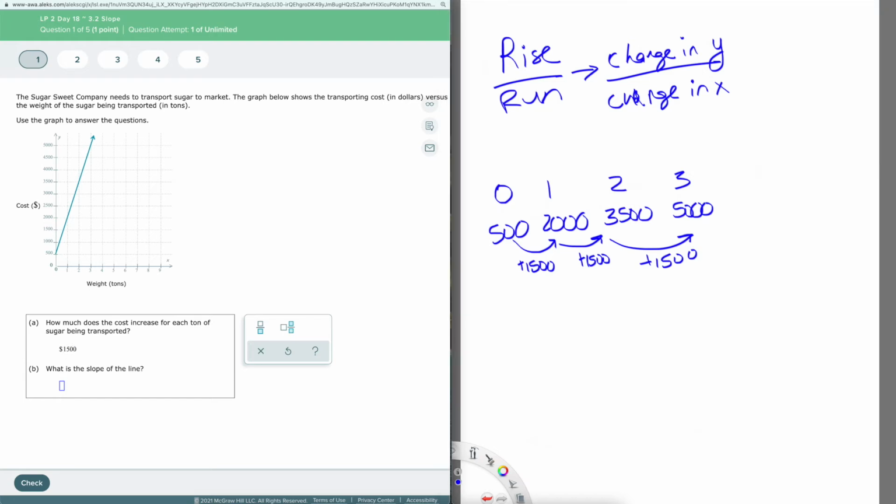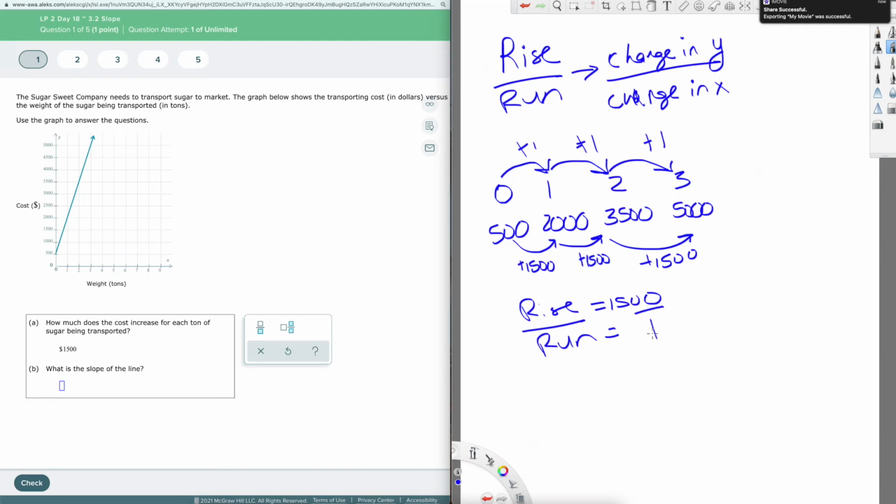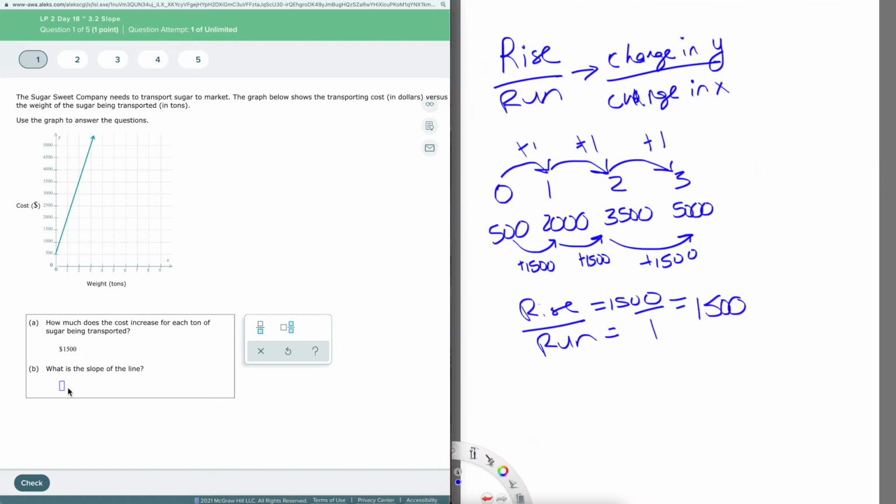And the slope, well, that would be the change in y over the change in x. So if my change in y, that's my rise, is 1,500, what's my run? Well, I'm going up 1 ton every time, right? Just 1 ton. So my run is 1. So if I were to reduce this, it would be 1,500. That is also my slope. That's what it's going up by every time. So that's my change on the graph here.